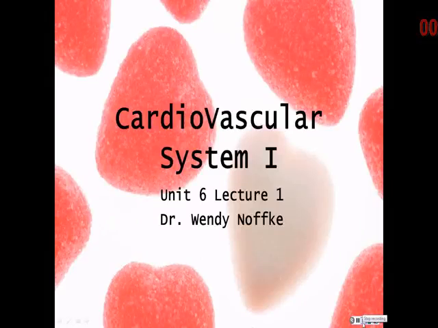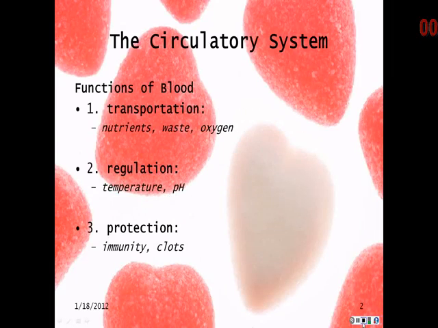In this unit, we will cover the heart, circulation, lymphatics, and immune system. Our blood is used to transport things like nutrients, waste, and oxygen. It helps to regulate body temperature and pH. It also provides immune protection and forms clots when the system leaks.